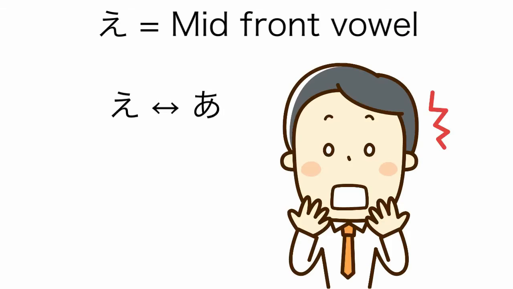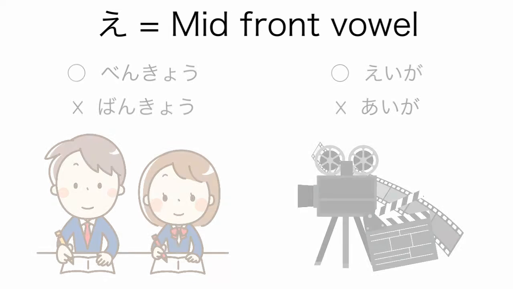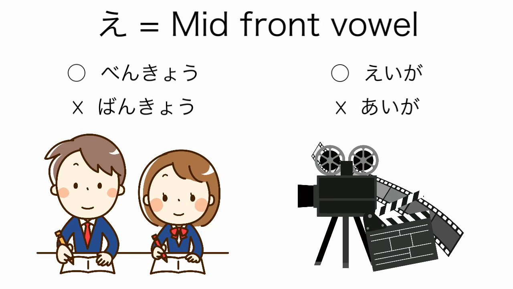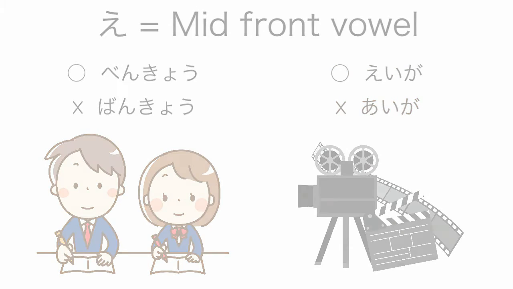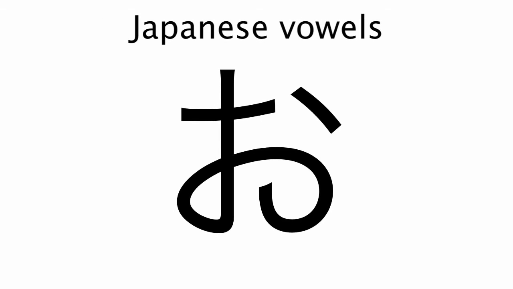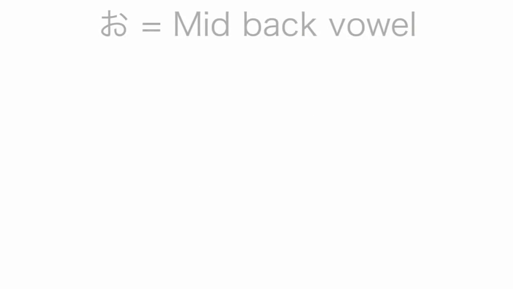This is probably one of the reasons why some students sometimes confuse E and A in some words. For example, it is commonly seen that the word 勉強 is mispronounced as 番強 or the word 映画 is mispronounced as 愛画. The last vowel is お. The Japanese お is called a mid-back vowel.